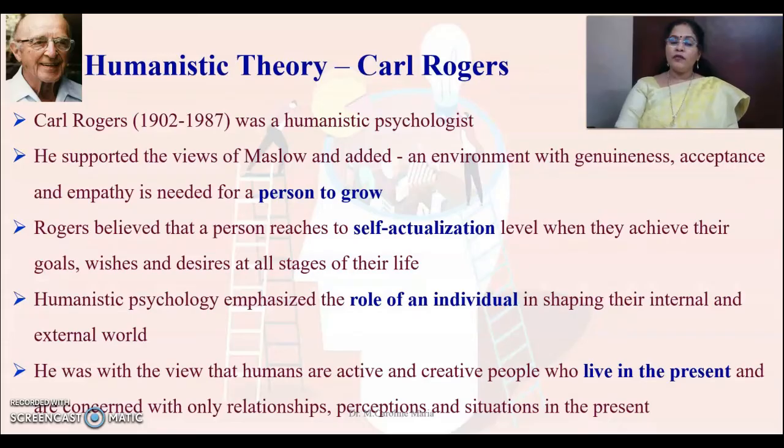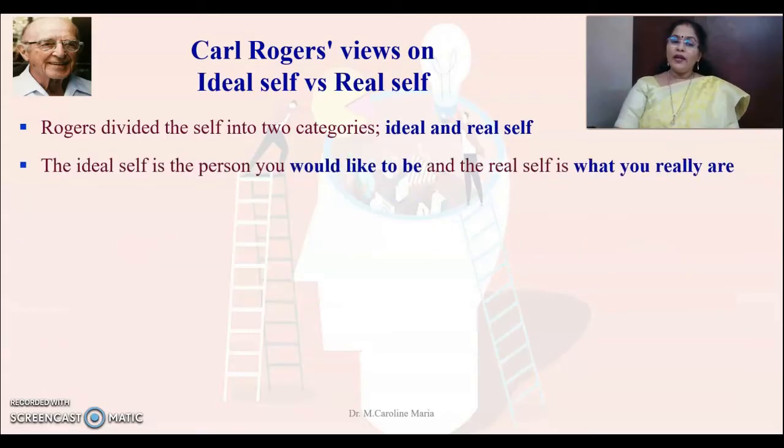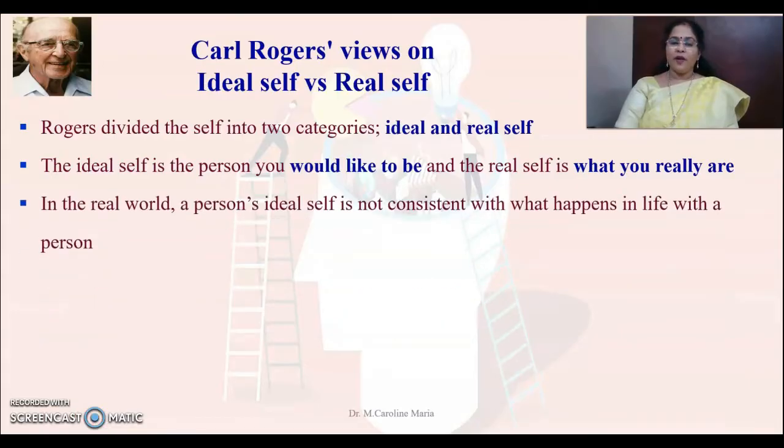They are not giving much importance for future. And he has proposed two kinds of self, that is ideal self and the real self. Ideal self is a person who one would like to be, and the real self is what we really are. So our imaginary aim would be, we wanted to be like this, so that is our ideal self. Everyone will have a sort of dream, we want to be like that, but actually what we are, that is our real self.